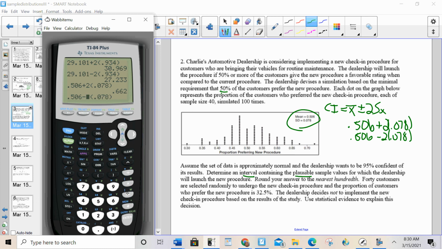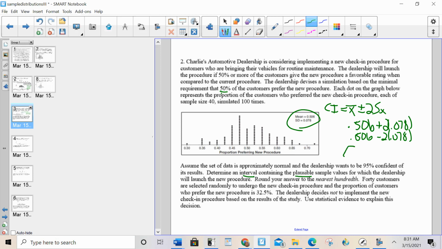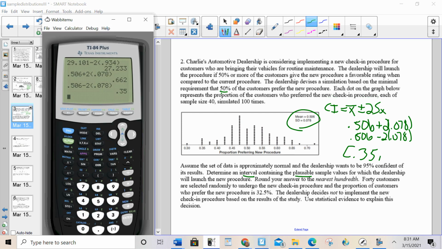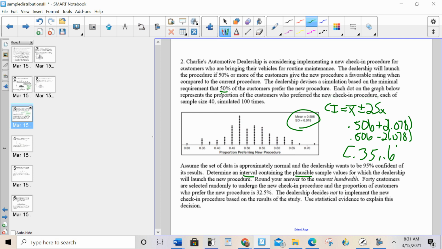And does it want me to round to anything? Yes, it says nearest hundredth, so that's 0.35 to 0.66. Make sure you're going smallest to largest. Whenever you're writing an interval, it's always smallest to largest, 0.35 to 0.66. And again, I'm rounding because it says to round to the nearest hundredth.